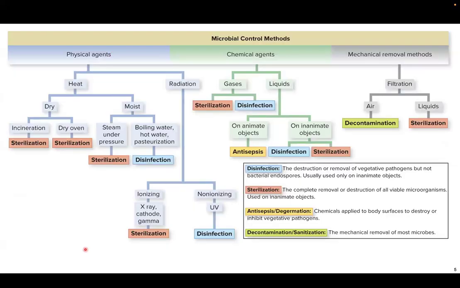So, under microbial control, there are three different subgroups. We have the physical agents, chemical agents, and mechanical removal methods. As we keep moving forward, I'll deep dive into this and describe what each one entails.